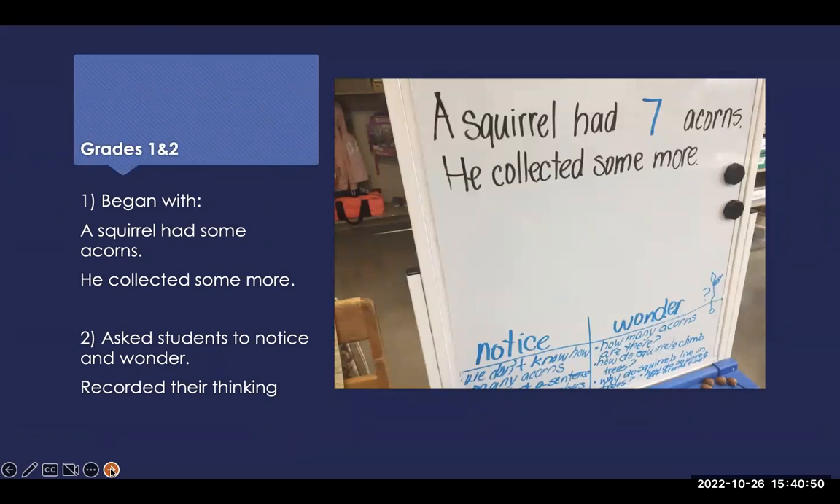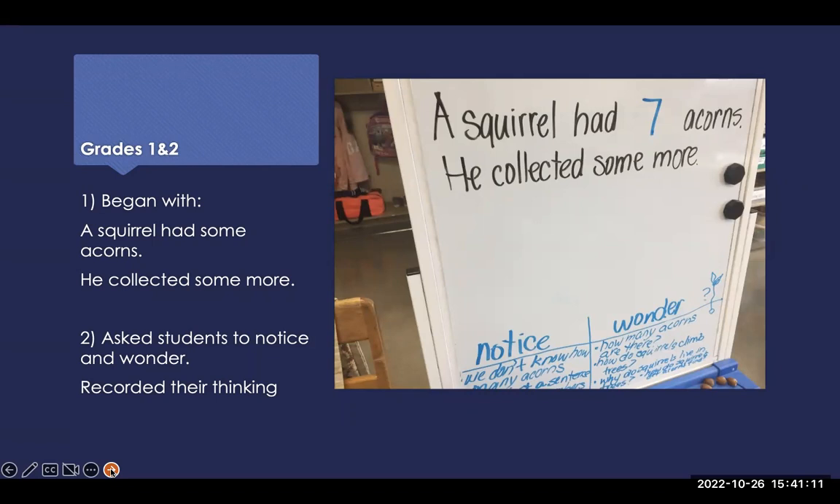This was on a mini whiteboard in a grade 1 and 2 classroom. The first time I wrote it out, it just said a squirrel has some acorns. He collected some more. And I asked the students, you can see at the bottom, what do you notice about this math problem? And what do you wonder? And a lot of them said, well, there's no numbers in it.